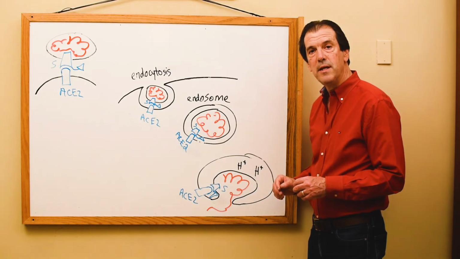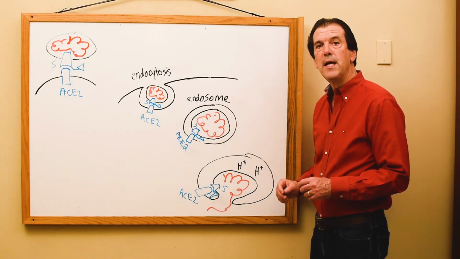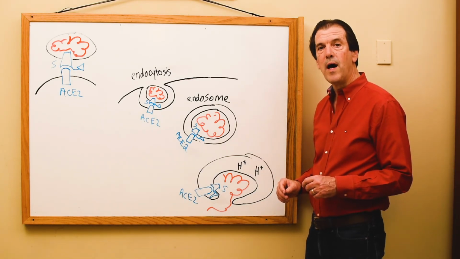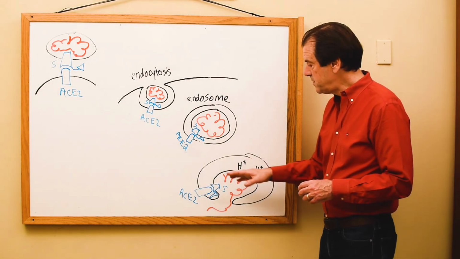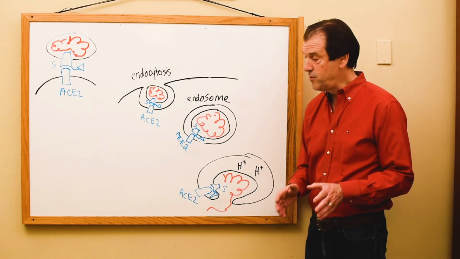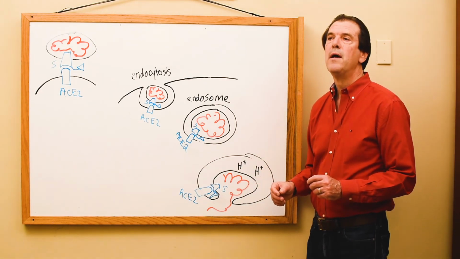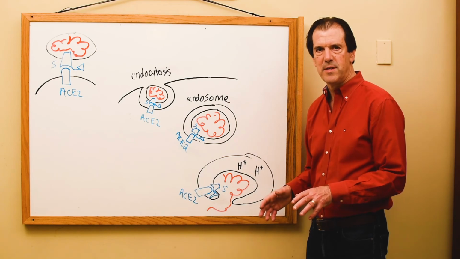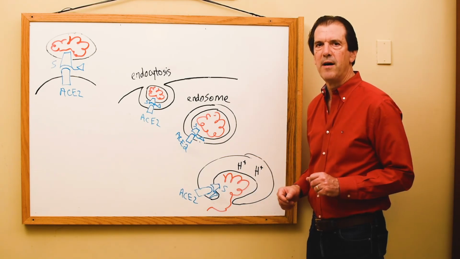Thanks for your attention in this second video in the series. In the next video, the third video, I'm going to describe how once the coronavirus genome, once the genetic material enters the cell, and I've shown you now how that happens, how can it take over the cell so the cell now becomes a virus factory?